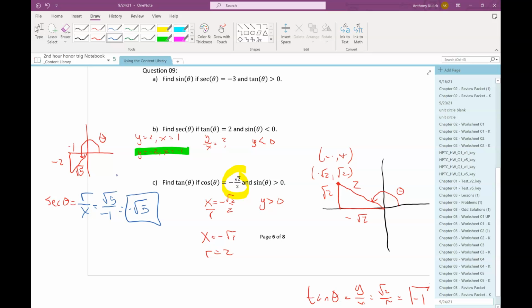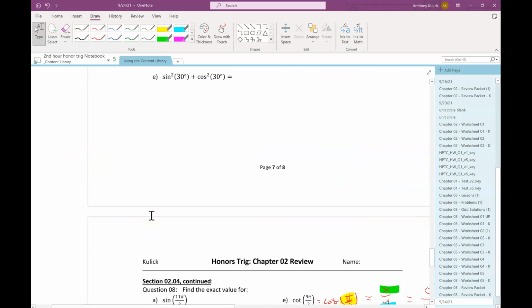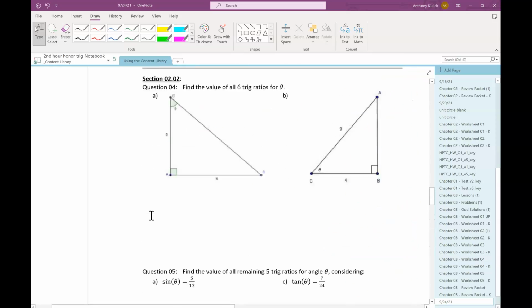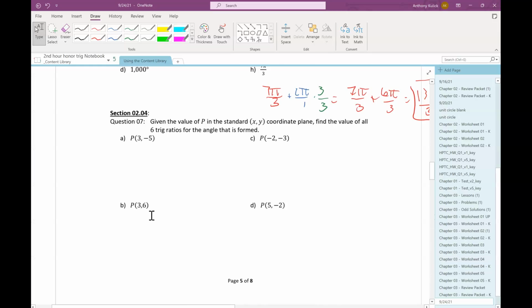On page 5, the second section, to find r, is that just the square root of x squared plus y squared? Yep. Absolutely. Perfect.